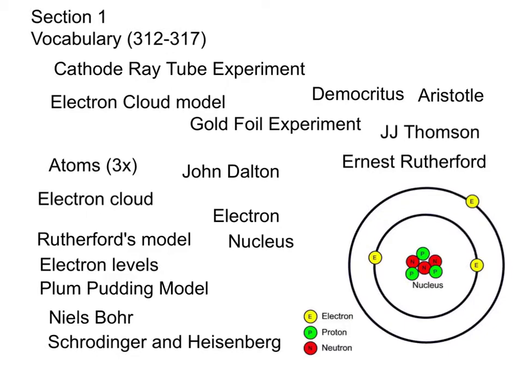Section 1 can be found on pages 312 through 317 in your textbook and deals primarily with scientists and their contributions to atomic theory. I would encourage you to become familiar with the different models located in this section. I would also like you to become familiar with the following terms: electron and nucleus, as they will be discussed more in depth in the following sections. Once again, please become familiar with this slide before continuing to the next.